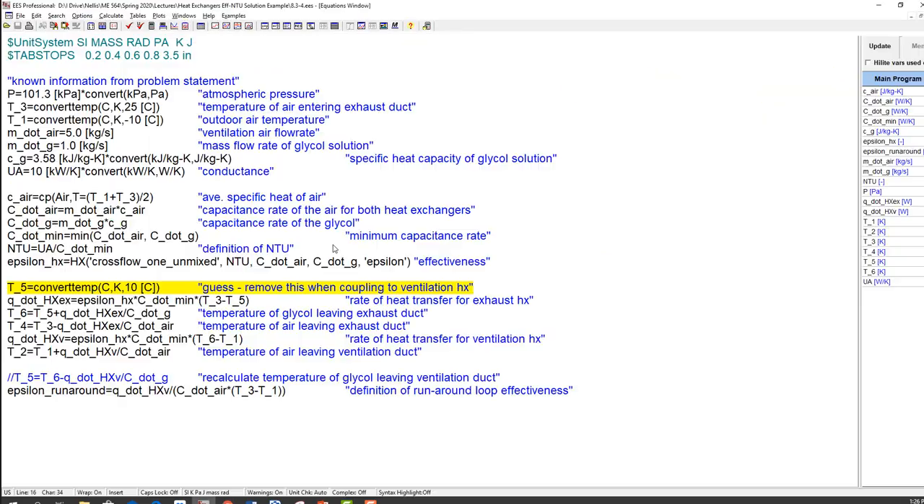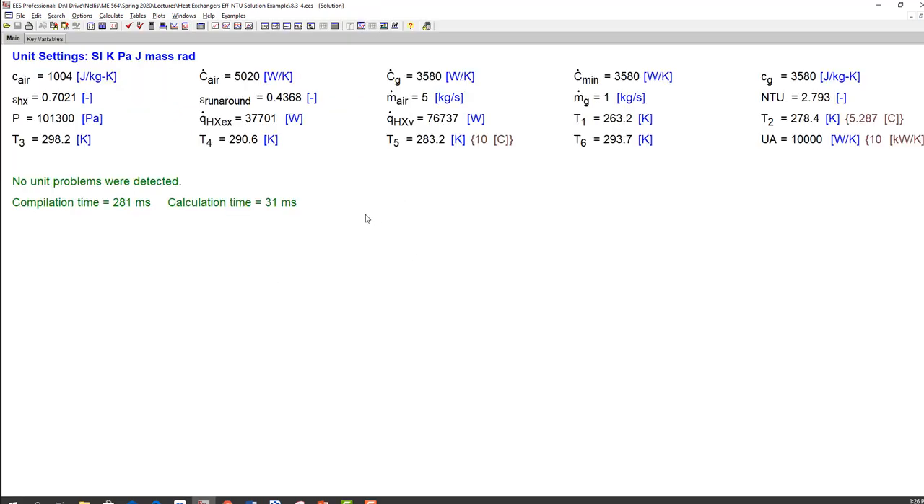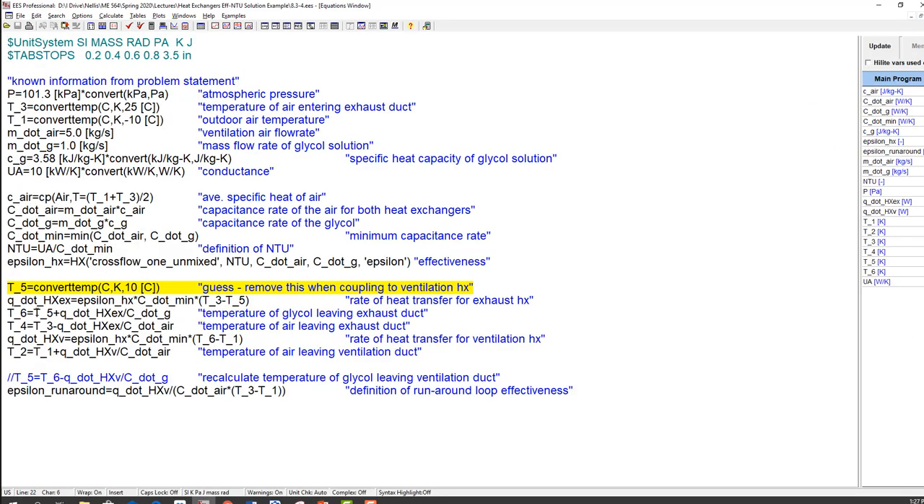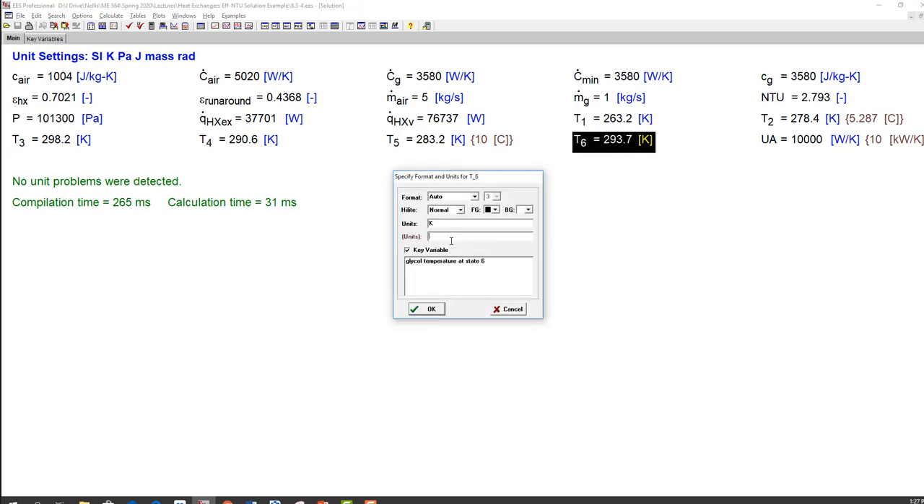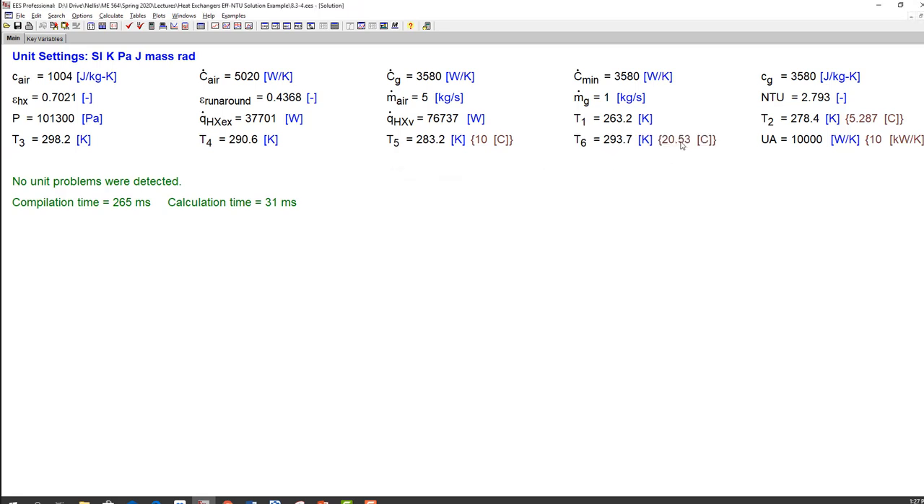So let's look at what that looks like. I guessed T5 was 10 degrees Celsius. Once I do that, I can calculate Q dot HX, so 37.7 kilowatts. I can calculate T6 and T4. So T6 is, let's put this in Celsius, 20.53 Celsius. So my ethylene glycol goes in at 10. It comes out at 20. That makes sense, right? My warm air temperature is 25, so it didn't get all the way to 25.